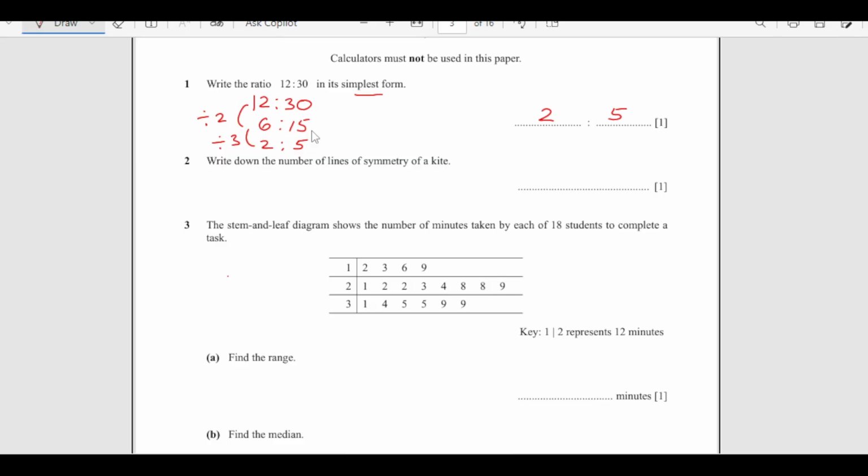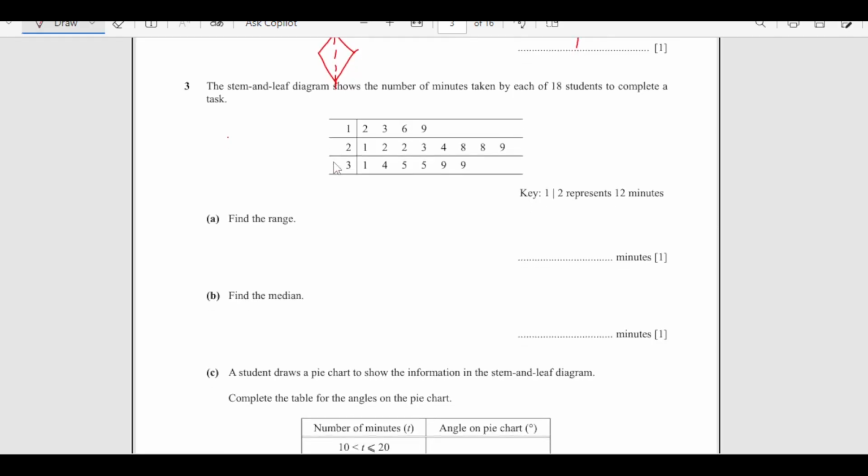Write down the number of lines of symmetry of a kite. A kite is a shape like this, right? Like this. So it has only one line of symmetry here in the center. So the final answer is 1. We are asked to find out the number of lines of symmetry.